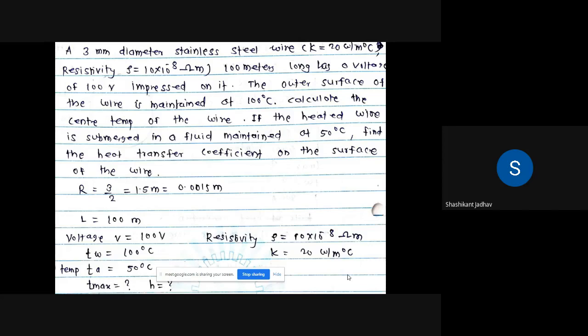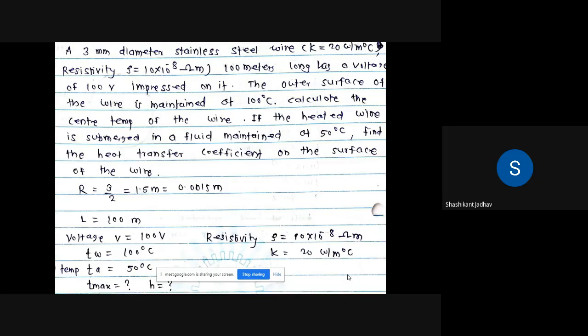And calculate the center temperature of the wire. So from the derivation we know that at the center there is a maximum temperature. So Tmax is equal to question mark. And resistivity is given, rho is equal to 10 into 10 raised to minus 8 ohm meter. And thermal conductivity is also given, K is equal to 20 watt per meter degree Celsius.